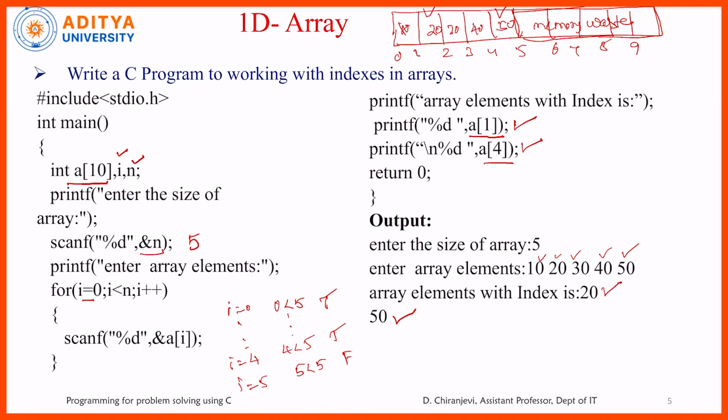You can also read array elements by using indexes. Here, as you read multiple elements, you have written ampersand of a of I. You can also specify directly scanf, and then you can specify ampersand and the array index. So at that index it will directly store the value.